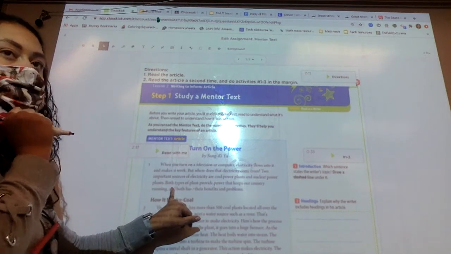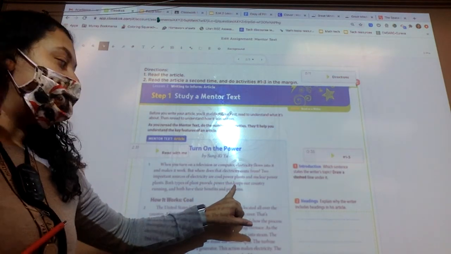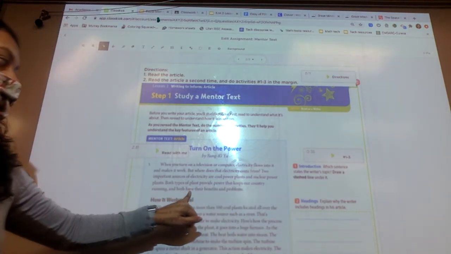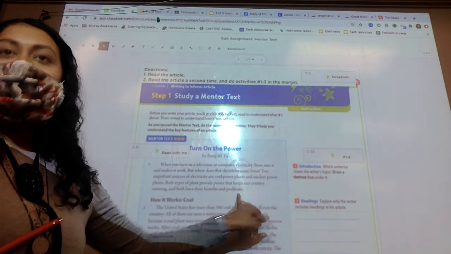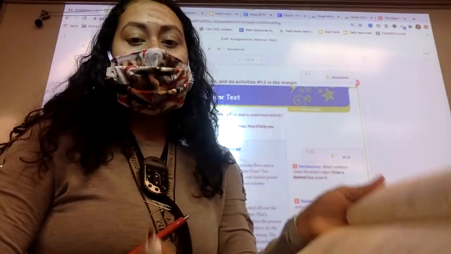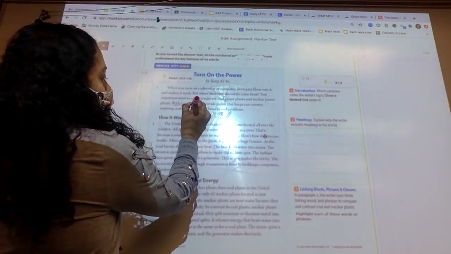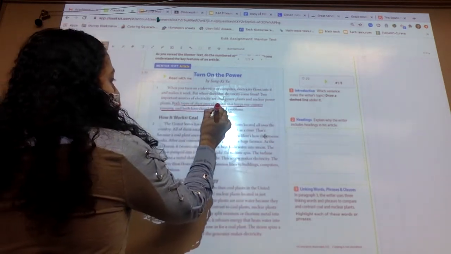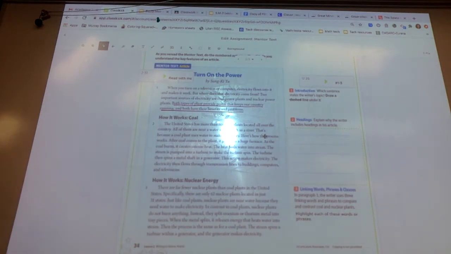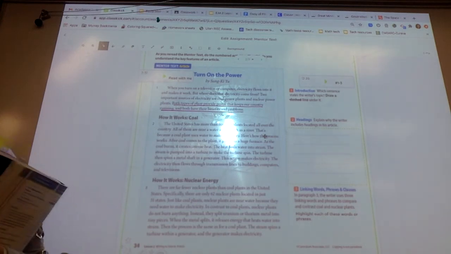So then that next sentence down here says, both types of plants provide power that keeps our country running, and both have their benefits and problems. That one's more specific about what they're going to talk about, okay? So that is our topic sentence. So you need to get your pencil, your colored pencil, whatever you're going to use, and you need to highlight that last sentence in the introduction paragraph, okay? Okay, 10 seconds. 10, 9, 8, 7, 6, 5, 4, 3, 2, 1.